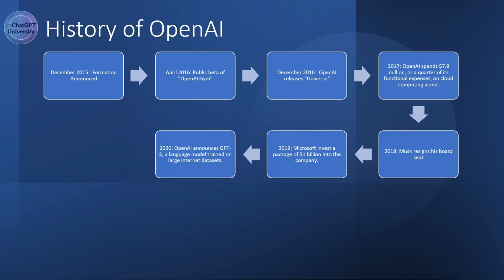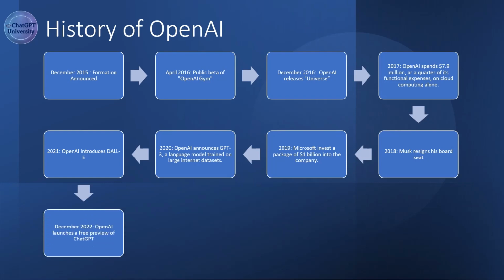2020, OpenAI announces GPT-3, a language model trained on large internet datasets. It also announced an associated API, named simply the API, would form the heart of its first commercial product. 2021, OpenAI announces DALL-E, a deep learning model that can generate digital images from natural language descriptions.